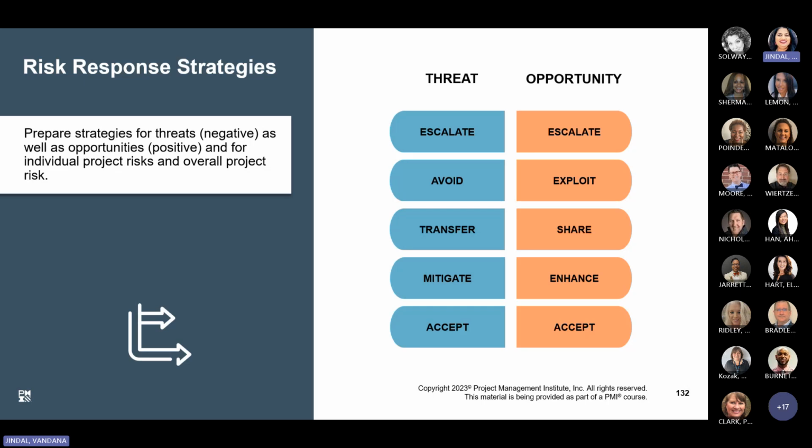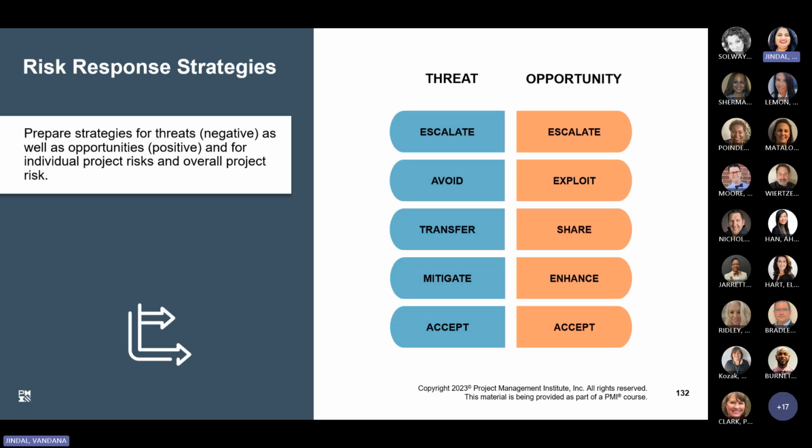So let's say a project is working on developing a new software solution, but they encounter complex technical issues that their team does not have the expertise for. So what would you do? You escalate this to the high level management or maybe a more specialized team. So that is when the threat response strategy is escalate.